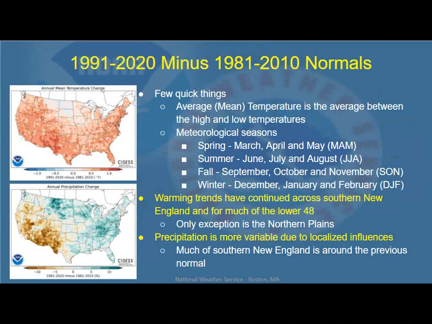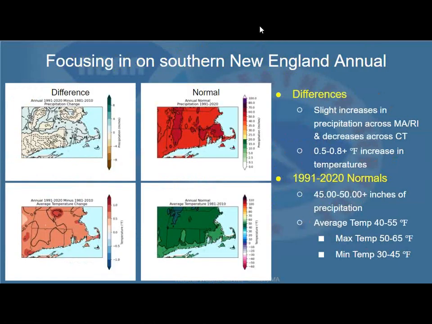But looking at the country as a whole, or at least the lower 48, warming trends have continued when comparing the old normal to the new normal. Warming trends have continued across the whole U.S., including southern New England. The only exception, as you can see across the northern Plains and the Dakotas, in Montana, and even a little bit in Iowa, is a slight cooling trend. And for precipitation, it's more variable. In the southwestern and western U.S., it's been getting drier when comparing the previous normal to the new normal. And for the eastern half of the country, most places have gotten wetter in comparison to the previous normal.